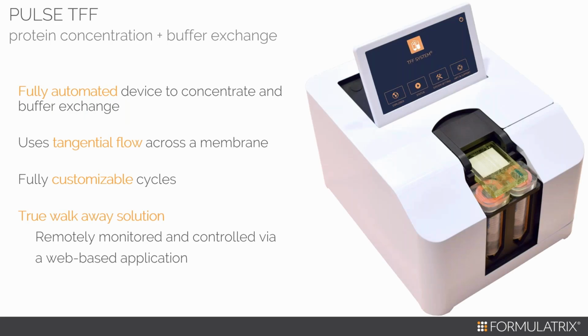Okay, now the final part of this presentation, I'm going to talk about Pulse. It's a tangential flow filtration system. It is something that you would use, after you're done with purification of proteins, to concentrate your proteins down to a certain level, or to buffer exchange it with a buffer of your choice. Most people have been using centrifuges for this purpose, which is fine, but it requires a lot of human intervention.